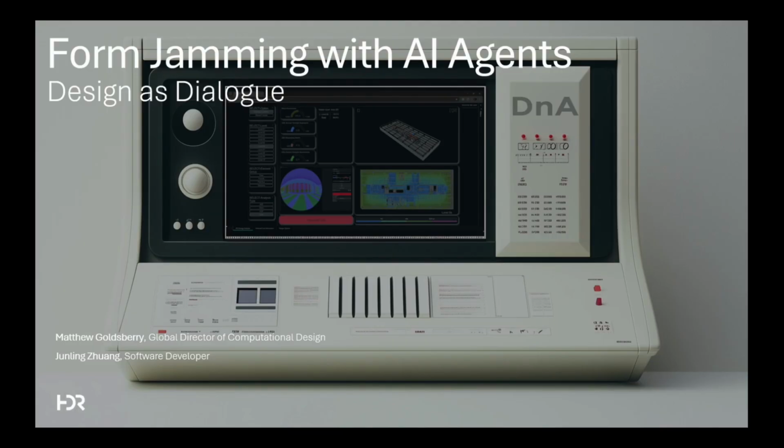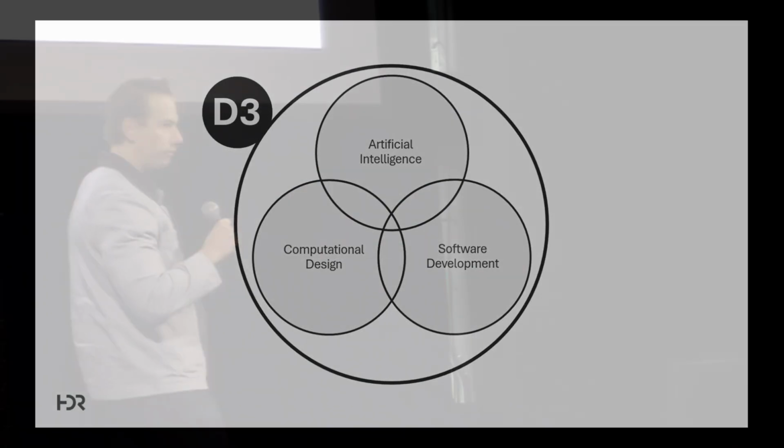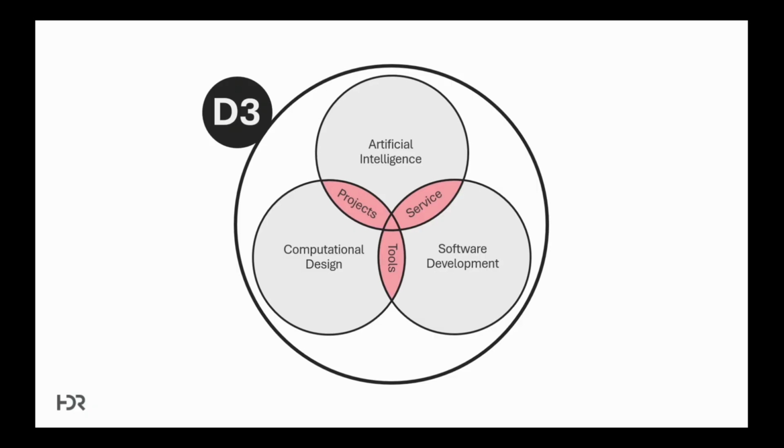But Junling and I are from HDR. We're a large architecture engineering firm. We have a computational design group at HDR, about 15 people. We're split between software developers, computational designers, and a couple of people that focus on AI. We have a couple of data scientists that make our group a little bit more unique than different firms out there.